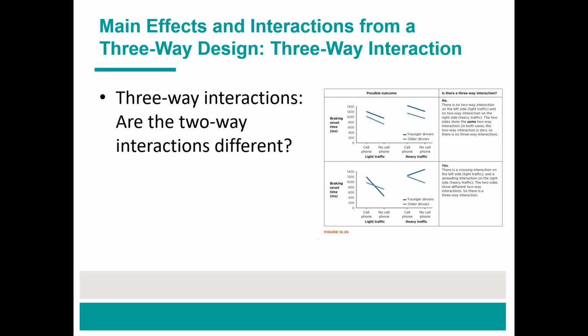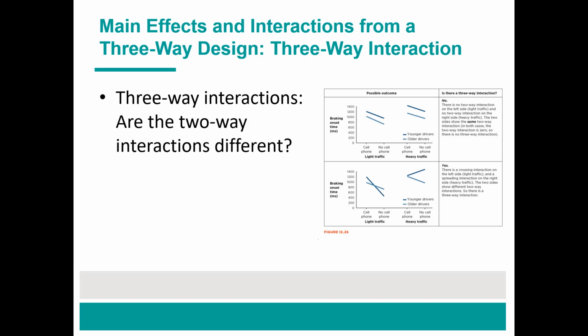In the cell phone study, there is also one 3-way interaction. This 3-way interaction is driver age by cell phone condition by traffic condition. If the 3-way interaction is significant, then it means that the 2-way interaction between 2 of the independent variables depends on the level of the third independent variable. The difference in differences is different. It's easiest to look at 3-way interactions by looking at line graphs.